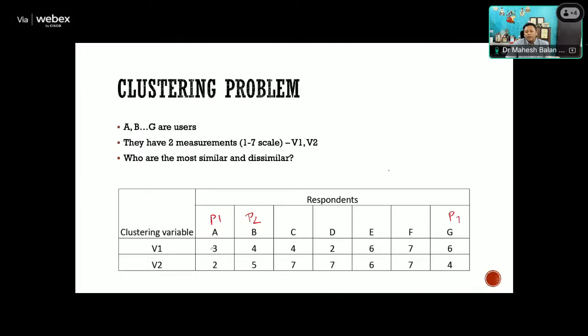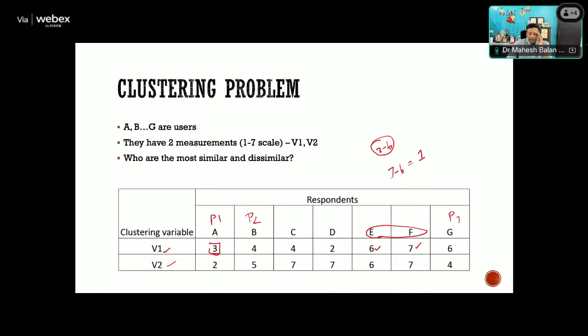I'm just sharing some numbers, 3, 4, and 5, and 2, 5, 7. So I have seven patients, each given some measurements. Now my job is to find which two patients are very similar and which two are very dissimilar, just by looking at the data. I can manually see E and F. This person has a 6, this person has a 7, so 7 minus 6 is 1. But for A, it's like 3 minus 6, which is a lot of difference compared to 7 minus 6.